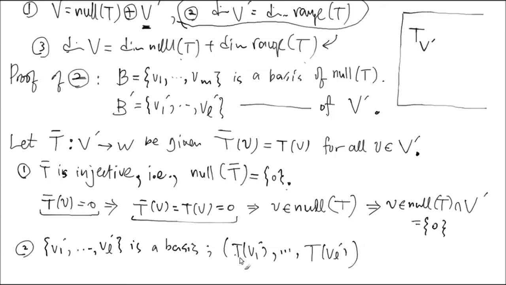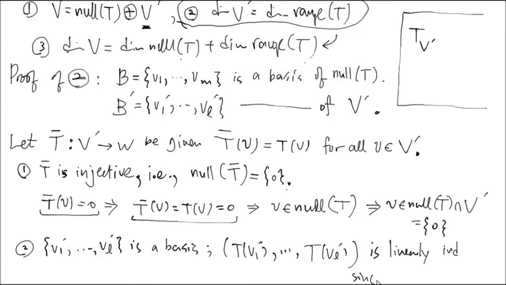Here I'm carefully using parentheses instead of curly braces, because if there's a repeated element in the curly brace, it collapses to one element. So it changes from linearly dependent to linearly independent. If there's a repeated element, you have to keep it in this ordered list. All right. So this is linearly independent.